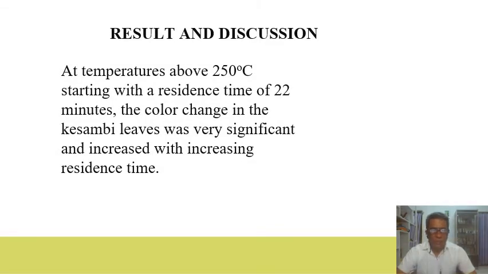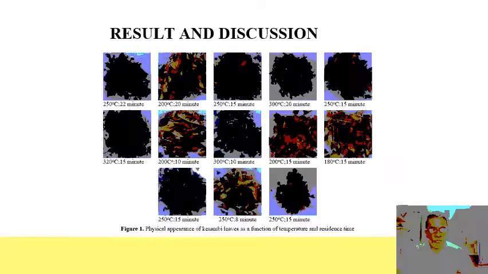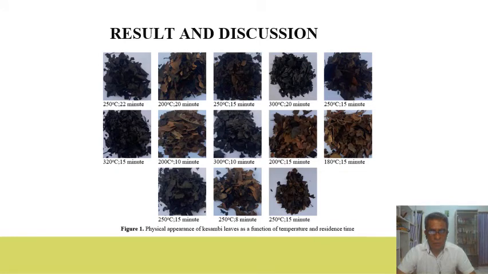At temperatures above 250 degrees Celsius, starting with a residence time of 22 minutes, the color change in the Kasambi leaves was very significant and increased with increasing residence time. Figure 1 presents the physical appearance of Kasambi leaves as a function of temperature and residence time.